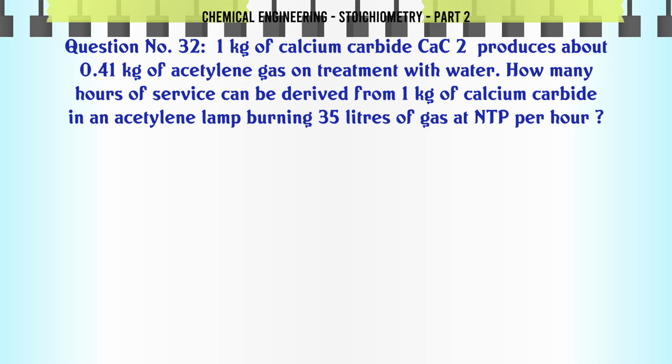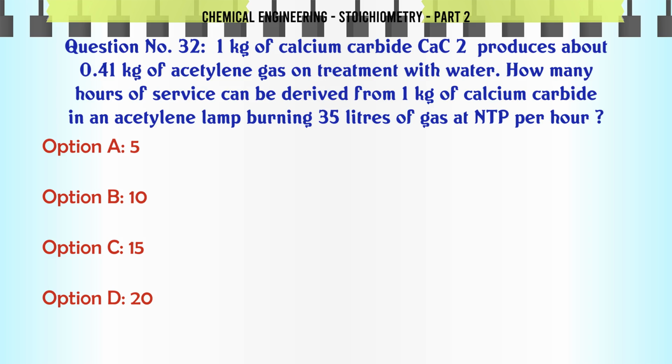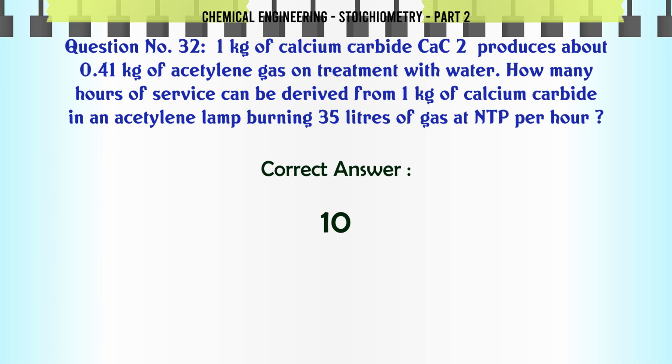1 kg of calcium carbide CaC2 produces about 0.41 kg of acetylene gas on treatment with water. How many hours of service can be derived from 1 kg of calcium carbide in an acetylene lamp burning 35 liters of gas at NTP per hour? A 5, B 10, C 15, D 20. The correct answer is 10.